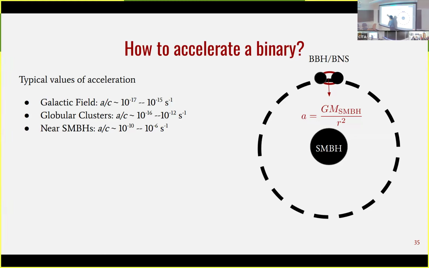For just galactic field binaries, it would be 10 to the minus 15 to 10 to the minus 17 per second. For globular clusters, it could be 10 to the minus 16 to 10 to the minus 12 per second. And for SMBHs, it could be 10 to the minus 10 to 10 to the minus 6. This is because the compactness of the environment increases as you go down the list. So supermassive black holes have really high acceleration, while the galactic field does not.